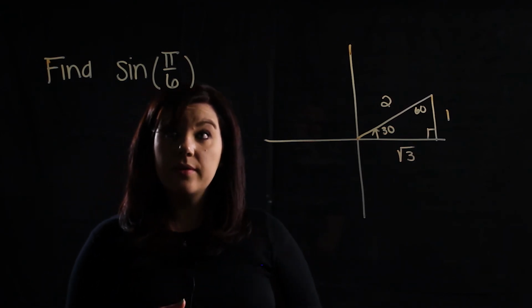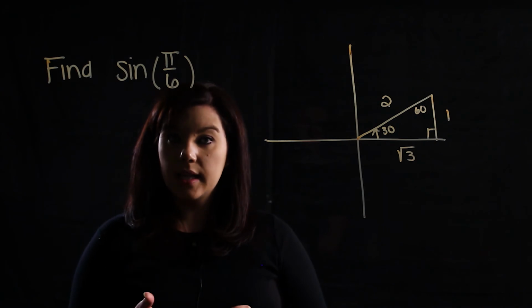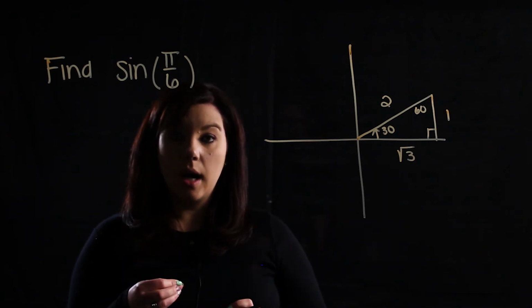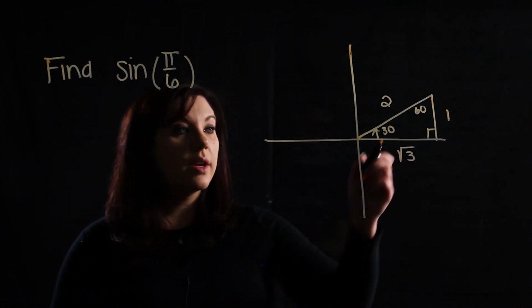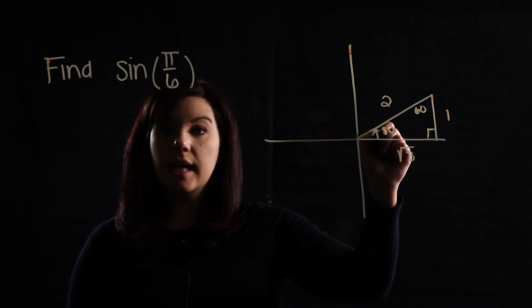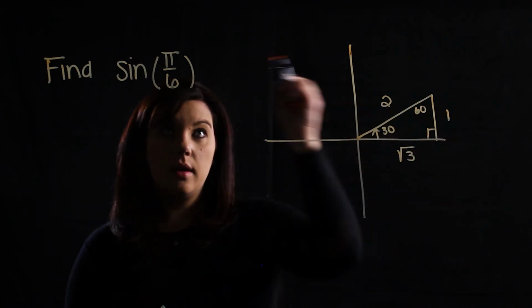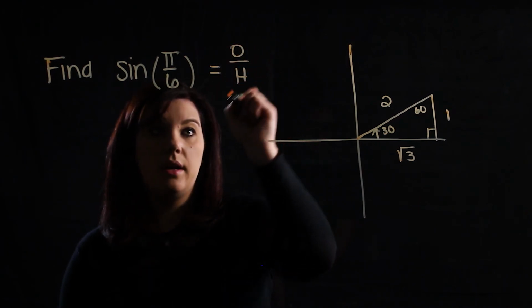The last step in finding the sine of pi over 6 is we need to remember what the sine is. Remember that the sine is the ratio of the opposite of the angle to the hypotenuse of the angle. So if we look at the angle, what is the side opposite the 30-degree angle? That's 1. So we're looking for opposite over hypotenuse.